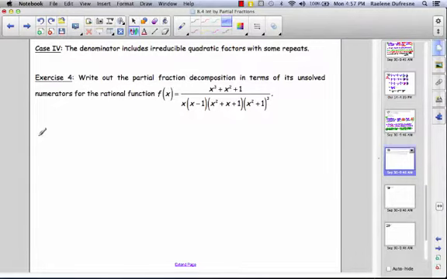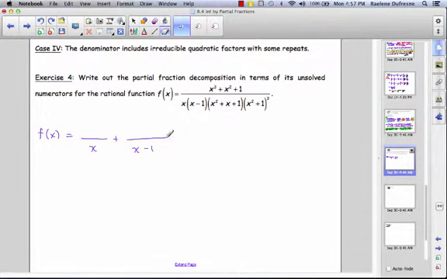Okay, in this case we have f of x is going to decompose into 1, 2, 3, and then 4, 5, 6 different fractions. We don't have to go ahead and solve here. We're simply seeing how we would expand it if we understand the rules that we've discussed so far.